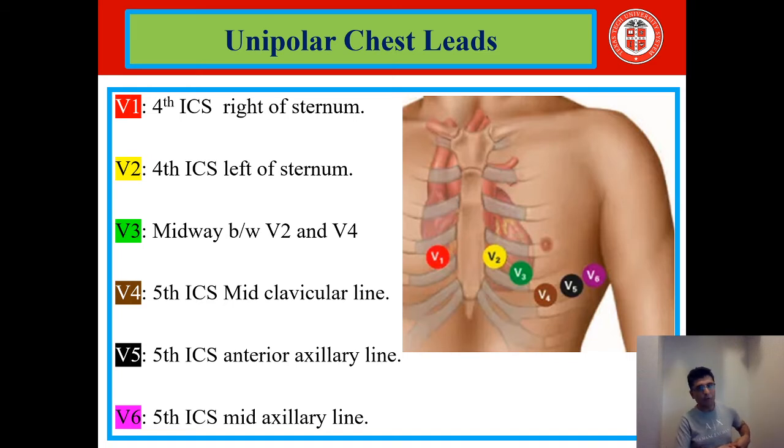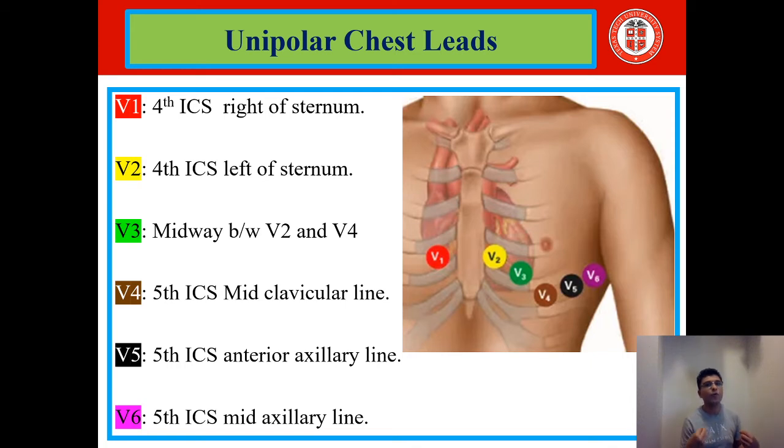Now I'm placing V4, and now I'm placing V3 between these two, and now I'm placing V5, which is on the anterior axillary line, and I'm placing V6 on the mid axillary line in the 5th intercostal space. So you should remember the intercostal space, the line, and which electrode you are sticking. So these are 6 plus 4.